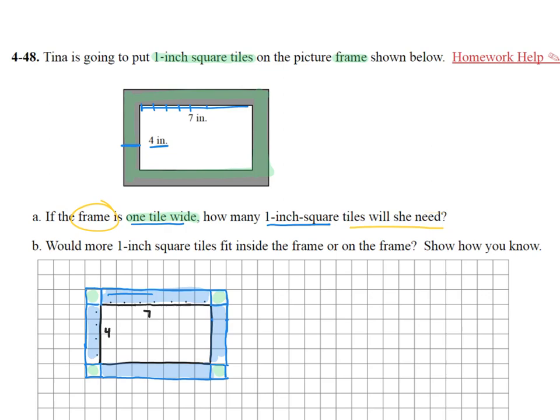So in letter B, it states, would more 1-inch square tiles fit inside the frame or on the frame? So right now they're talking about the inside. So on the inside, I can see it's almost like the area, right? So how many would go on the inside? Well, it's not just going to be one of them. So you could answer that question and then explain how you know. So finish that problem on your own.